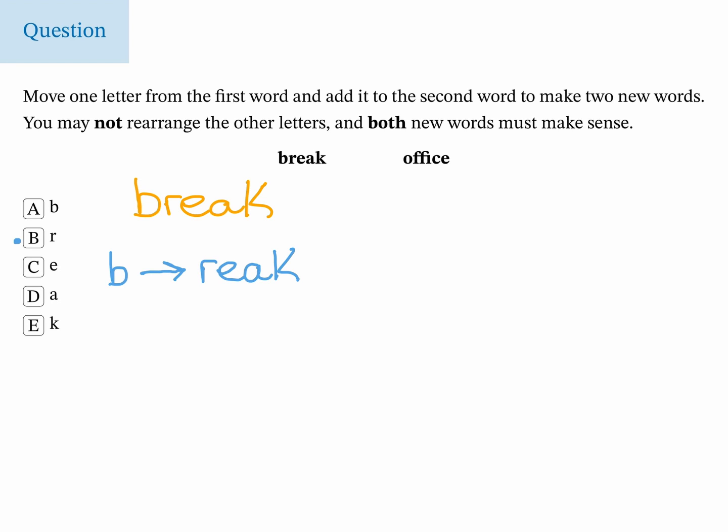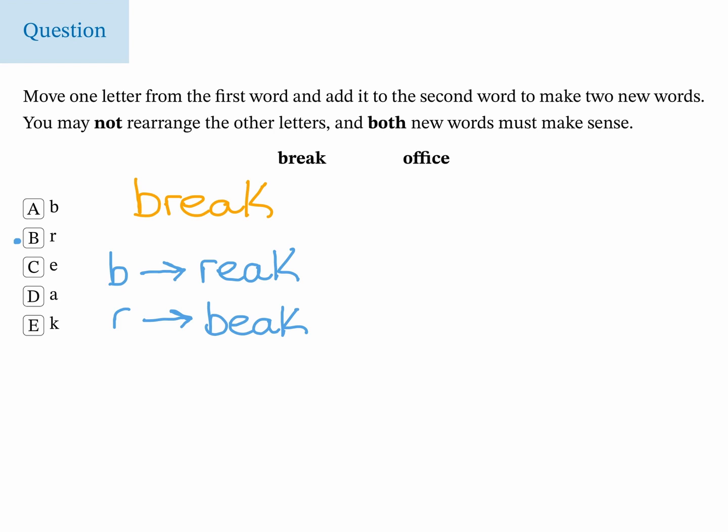reak, which is not a word that makes sense. It might sound like reek, but the proper spelling of the word reek is different to this. So we can sort of already see that the answer probably isn't going to be B. Okay, if we remove the letter R, then we're left with this word, beak. Okay, that is a word that makes sense. So R might well be the letter that we need to move from the first word into the second word.